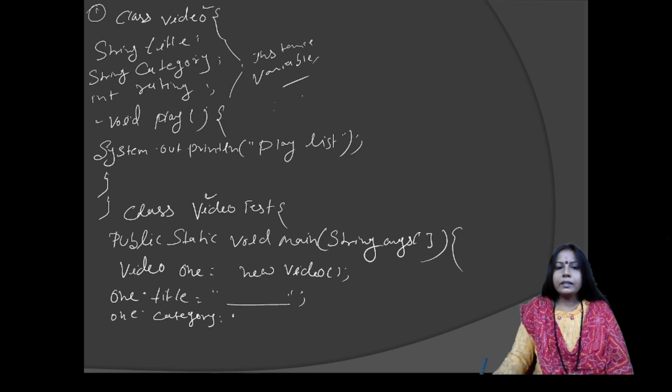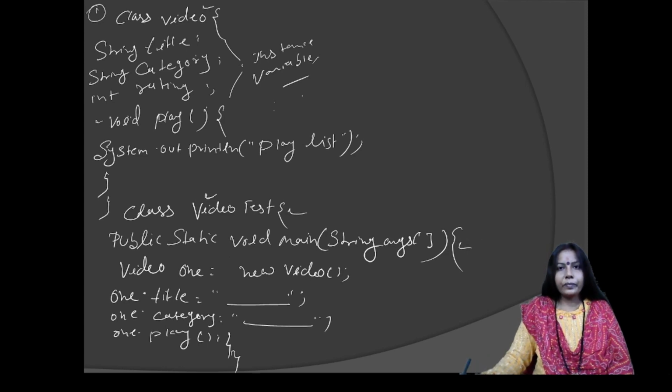You may write something regarding category, and you may also call the method. The method is what? One dot play. Okay. Now close the main method. Now close the testing class. Okay.